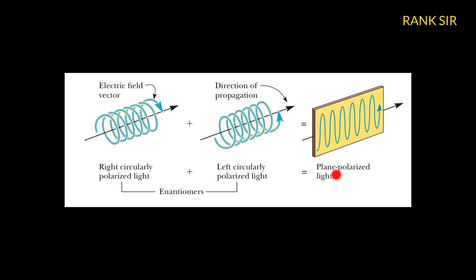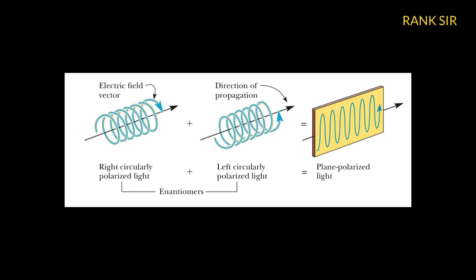This plane polarized light is of two types. This is an electrical vector. This is called right circular polarized light. This is called left circular polarized light. This is the direction of propagation of the wave. If it is right side and this is left side, then this is generally possible with enantiomers. So keep in mind this is one direction.